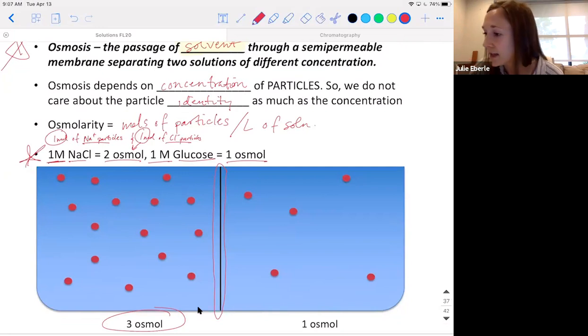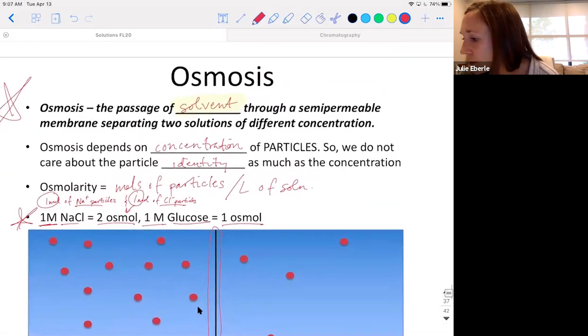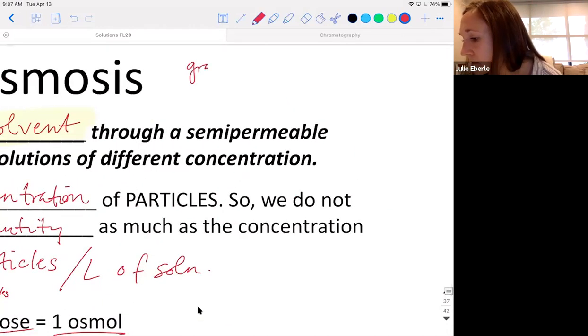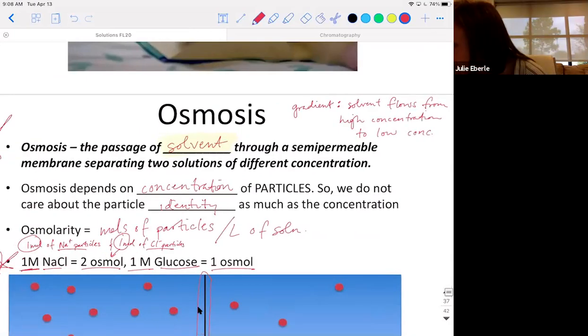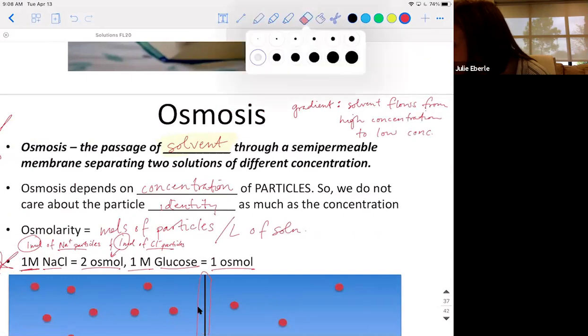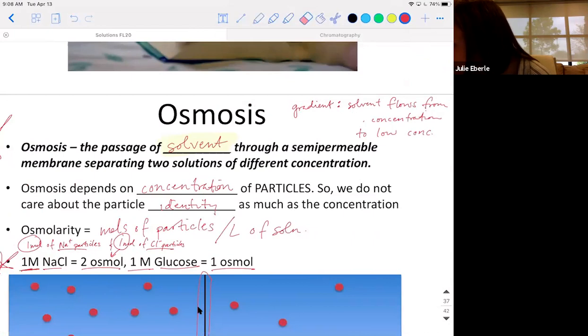I'm going to write that down. I wish I had more space on this slide. So when you have a gradient, I'm going to zoom in up here. Solvent flows from high concentration to low concentration. Wait, I wrote that backwards. I'm so sorry. I was not even thinking. It flows from low towards high. It flows from an area of low concentration to high. I wrote that totally backwards.